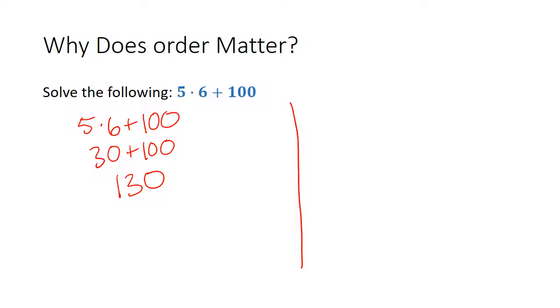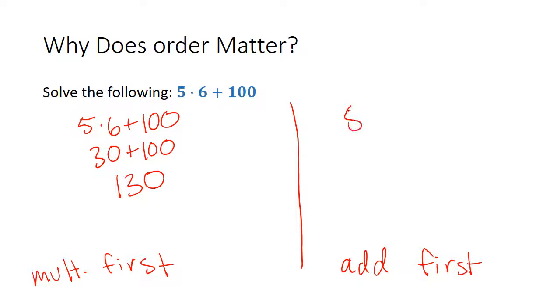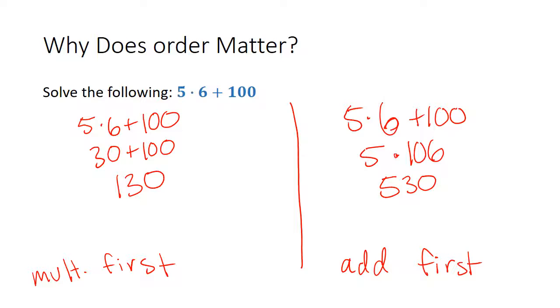Okay, now let's keep track of this. Multiply first. Over here we are adding first. 5 times 6 plus 100. So here we're adding first. 6 plus 100 is 106. So we have 5 times 106. And that is going to be, let's see, 5 times 100 is 500. And then 5 times 6 is 30. So that's going to be 530.